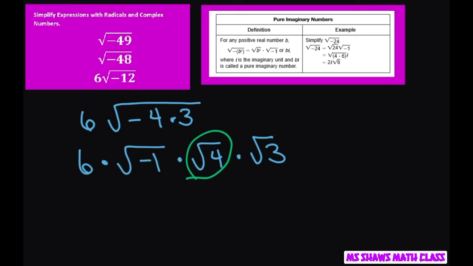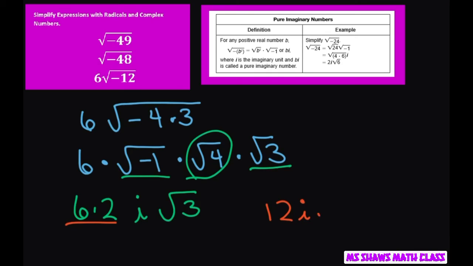Square root of 4 is 2, so you have 6 times 2. Square root of -1 is i. And then we still are left with square root of 3. So your final answer is you multiply those two and you get 12i times square root of 3. And that will be your final answer.